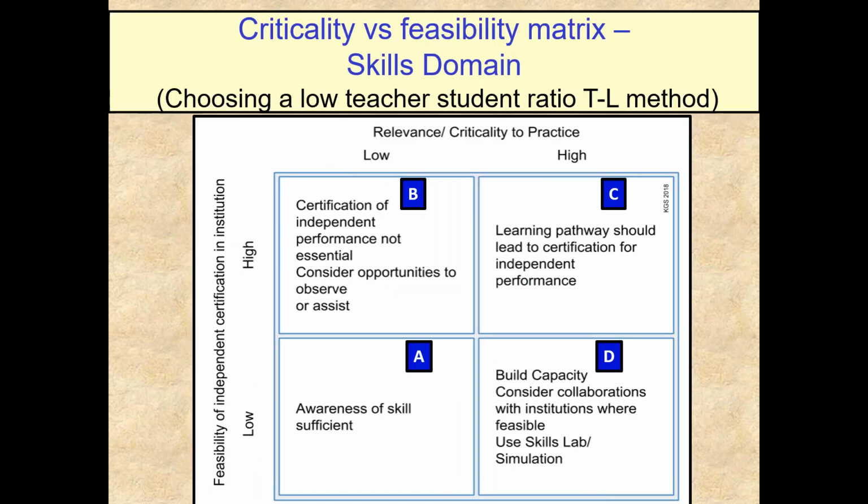Similarly, in the skills domain, if it is low feasibility and low criticality, just an awareness of a skill is sufficient. If it is highly feasible, you can just ask them to observe or assist, even though it is critically low. And in section C, it is highly feasible and highly critical, so go for certification and performance by the student. If there is low feasibility but high criticality, you don't have a skills lab, you can consider collaborating with other institutions and implement it. So this is how you go about deriving the teaching learning methods.